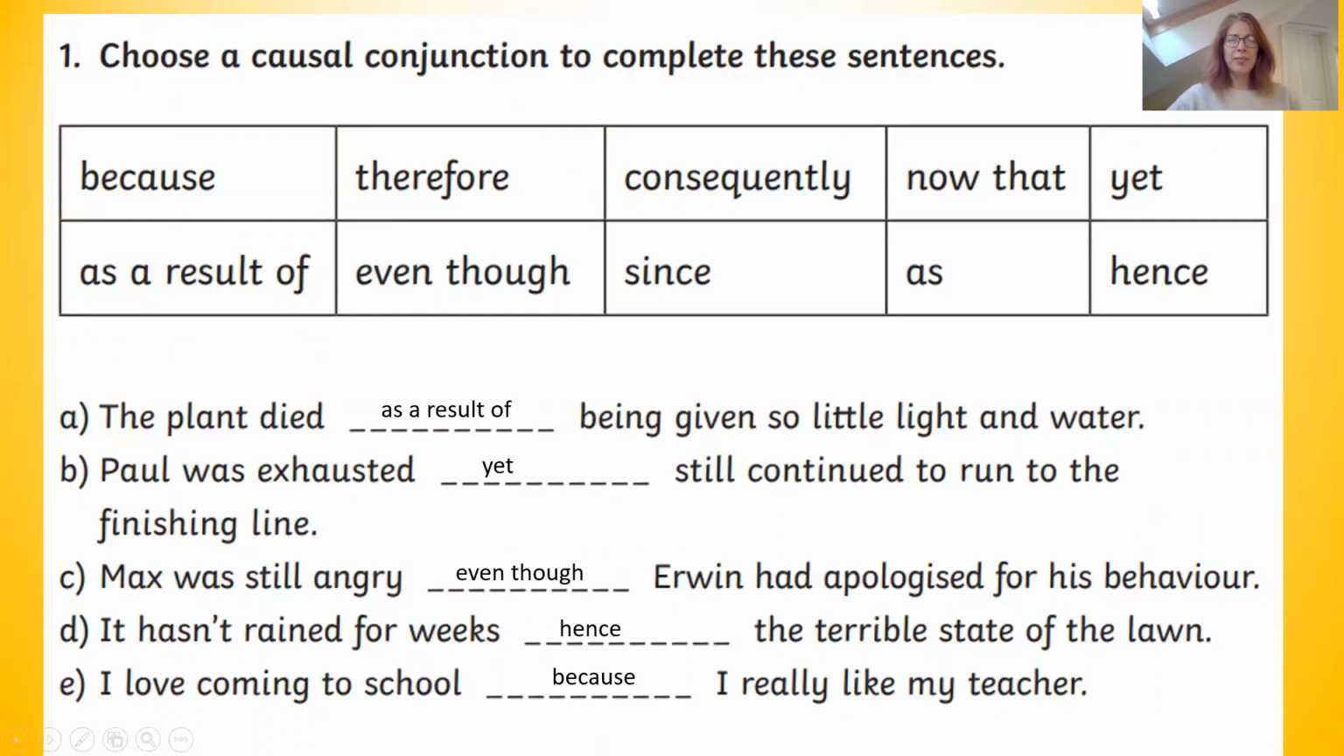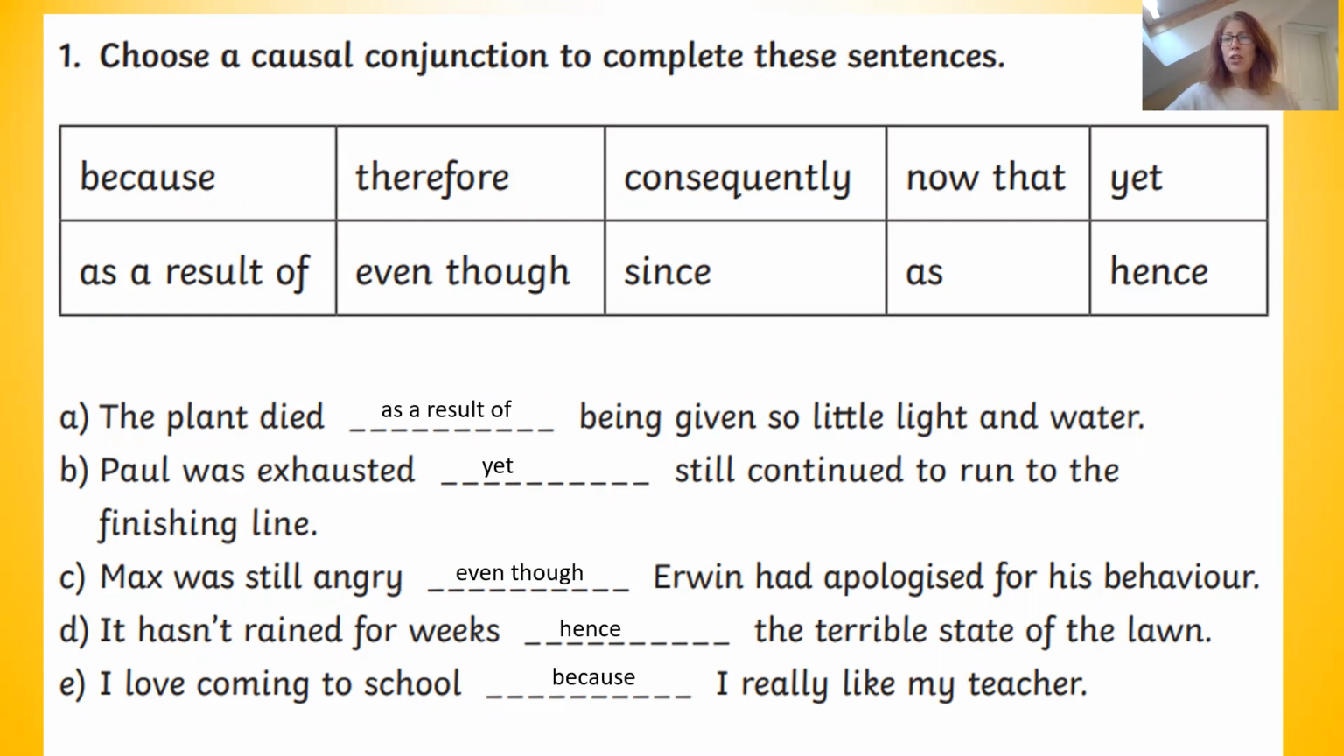Okay, so here we are. These are the conjunctions that work in there. The plant died as a result of being given so little light and water. Paul was exhausted, yet still continued to run to the finishing line. Max was still angry, even though Erwin had apologised for his behaviour. It hasn't rained for weeks, hence the terrible state of the lawn. I love coming to school because I really like my teacher.